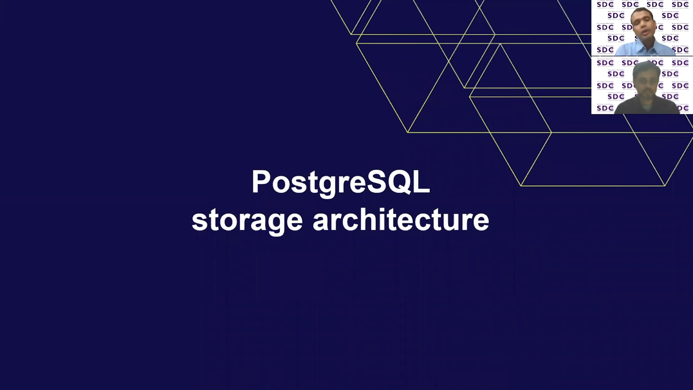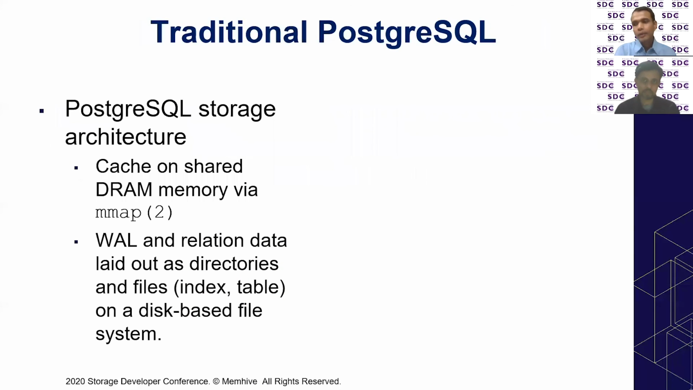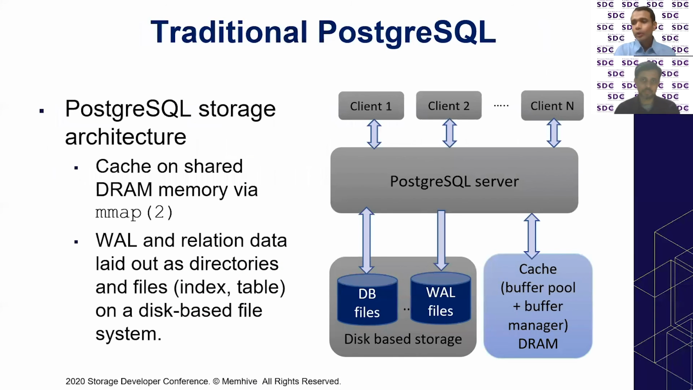Now, let's take a look at the storage architecture of Postgres. It follows a traditional model that is designed for a combination of fast DRAM and slow disks. The Postgres cache resides on a memory mapped region of DRAM and hence is volatile in nature. We will look into this layer in the next slide.